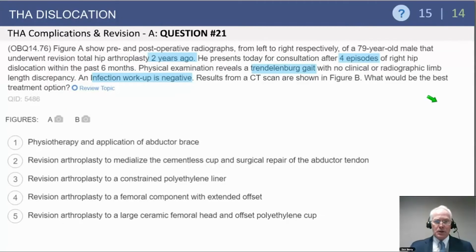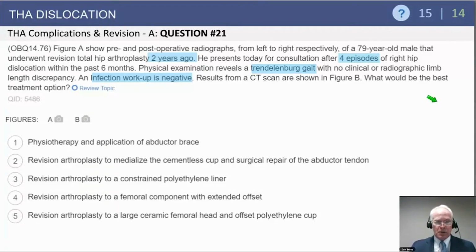Let's go on to the next question. The next question concerns a 79-year-old man treated with hip arthroplasty revision 2 years ago. You'll see from the slides he was revised from a resurfacing type arthroplasty to a conventional arthroplasty. He presents with 4 episodes of hip dislocation in the last 6 months, and the key point of this question is that the physical exam reveals a Trendelenburg gait, which indicates to the reader that there should be notable abductor dysfunction. Infection workup's negative, and the question asks how to manage it.